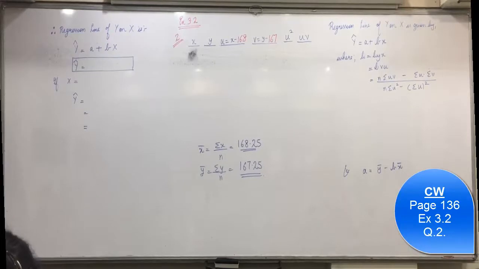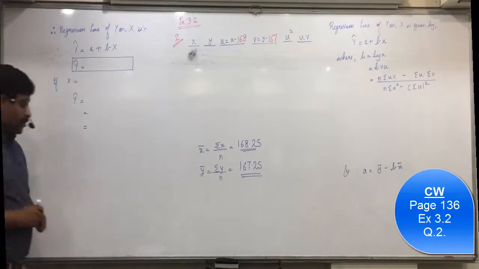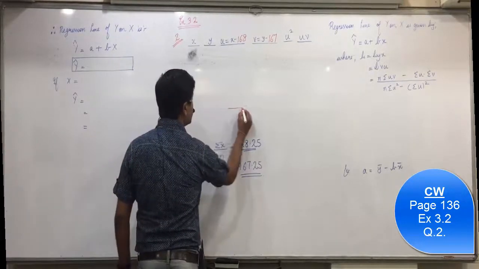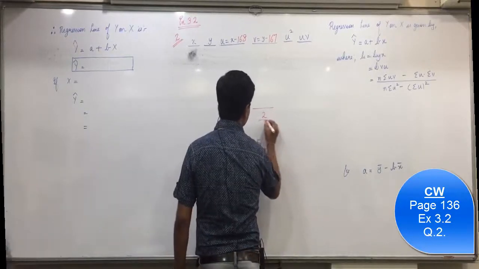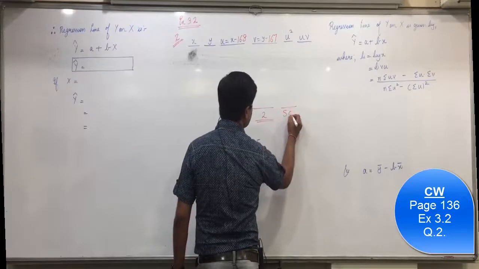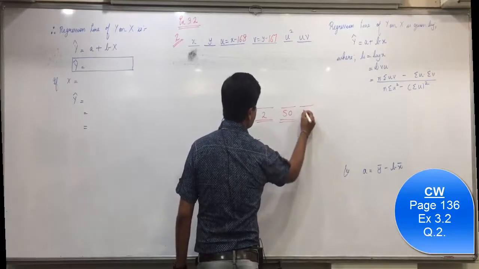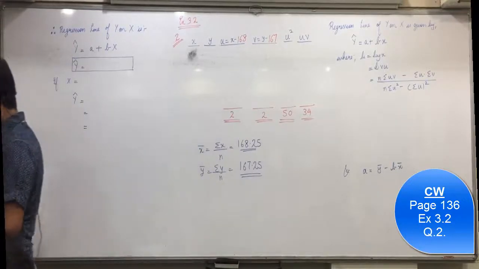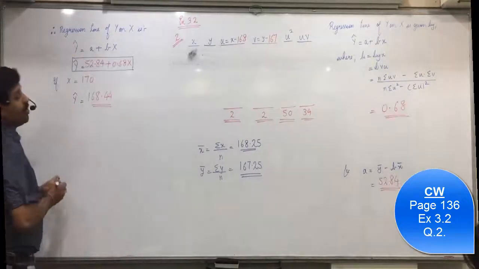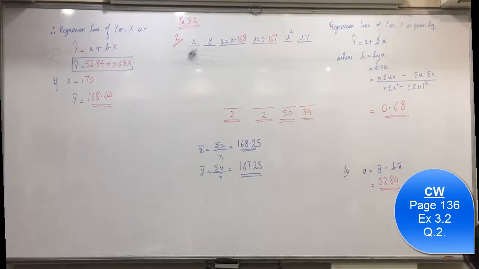Here also byx will be equal to bvu. Who all have completed the workings? What is sigma u, sigma v, sigma u square, sigma v square, and sigma uv? All of you verify you are able to get this or not. Raise your hand who all are still finding b. 0.68. All are completed up till b? Yes. Complete the rest first.